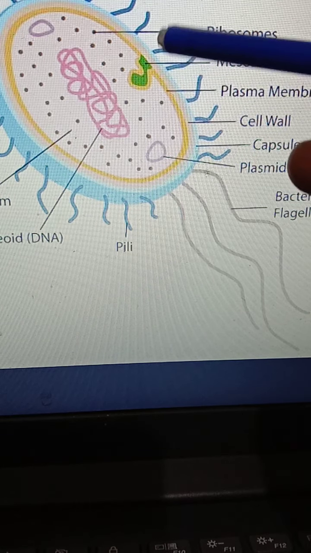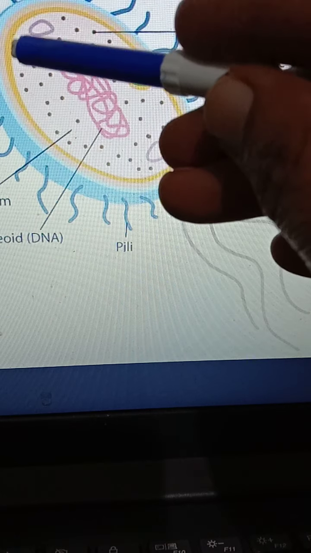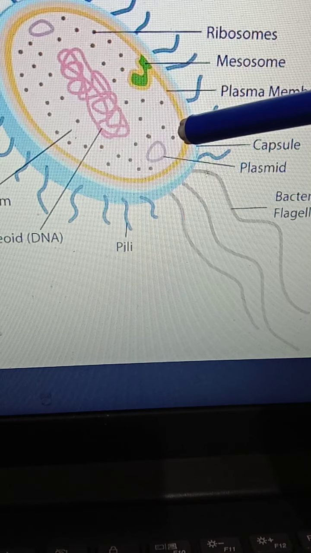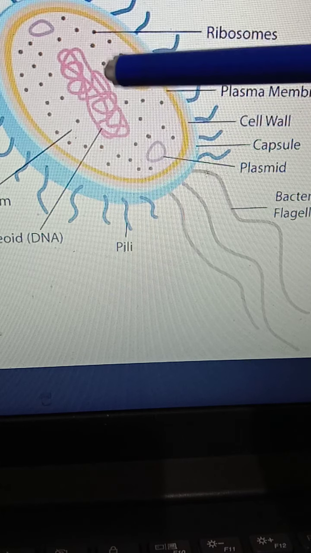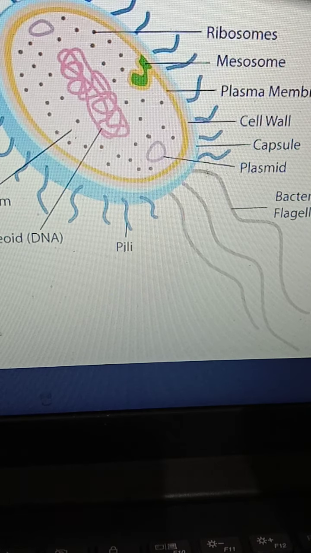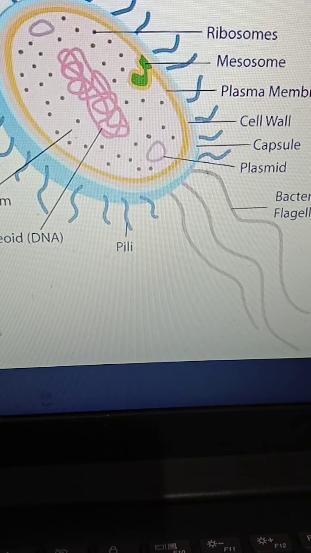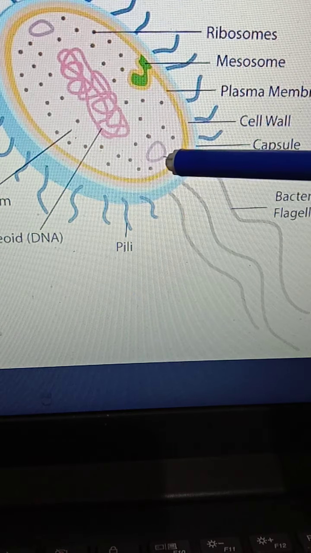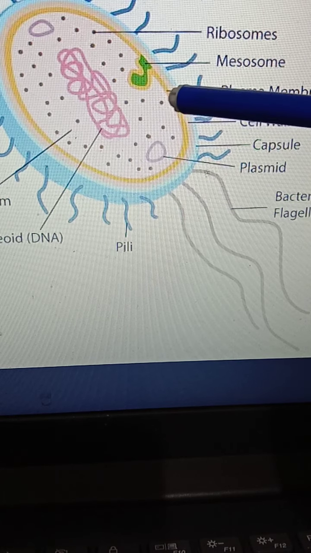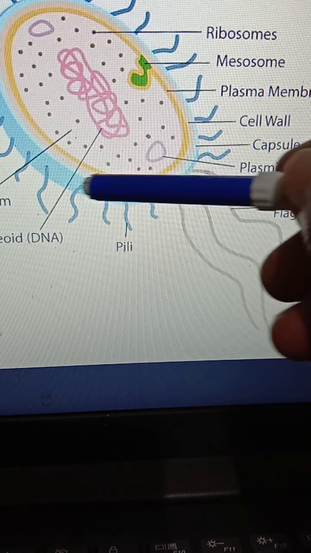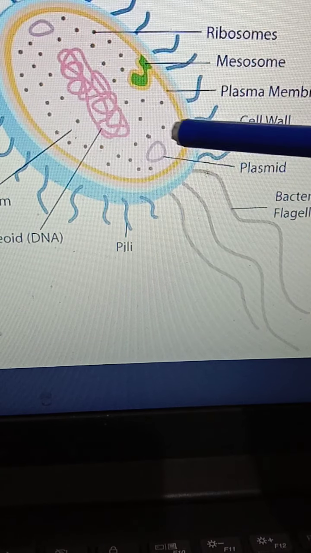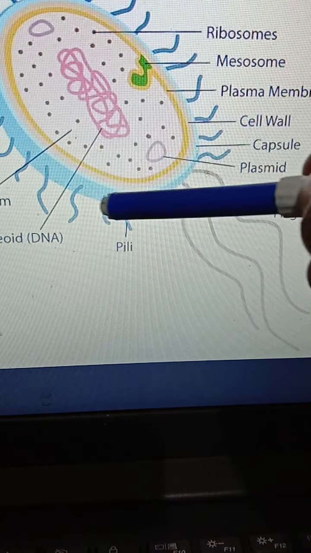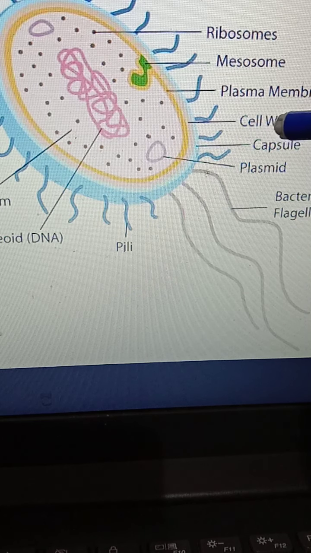Here you will be having the cell membrane. So what are the features a prokaryotic cell is having? When you talk about the structure of a prokaryotic cell, it has a cell membrane, or plasma membrane, like this. What you are seeing in orange is the cell membrane or plasma membrane, and outside the plasma membrane it has the cell wall.